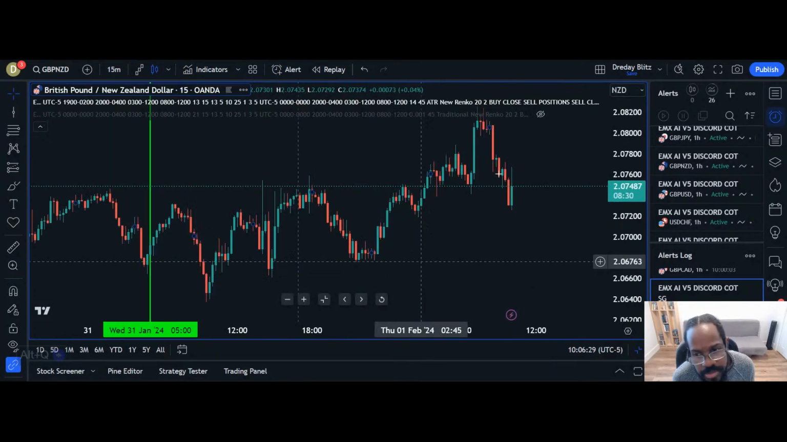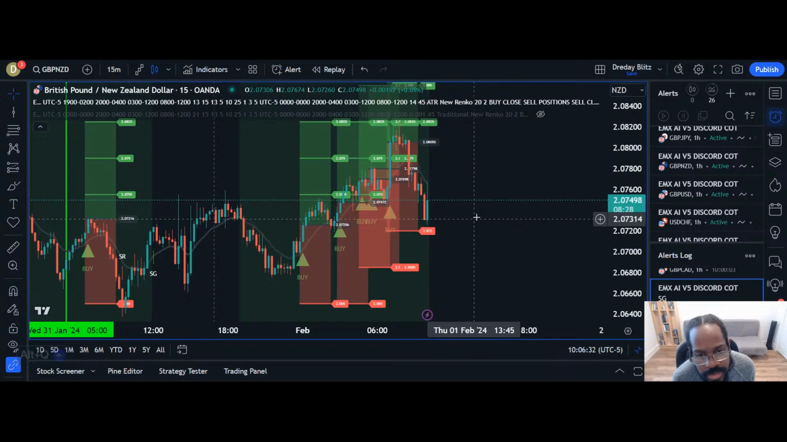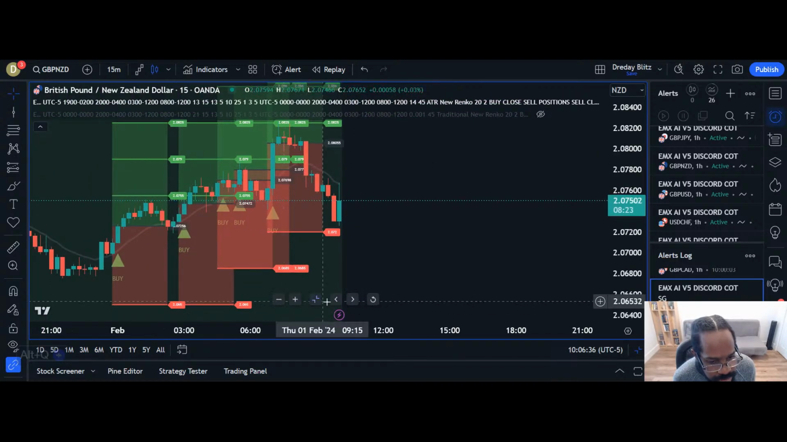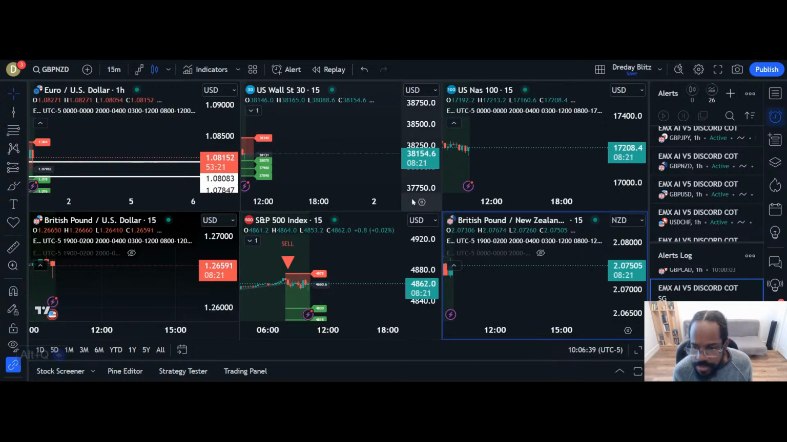Pound New Zealand, yeah, it should be stronger. Yeah, British pound is weaker right now. I don't know if you saw it on Finviz that the pound is weaker.